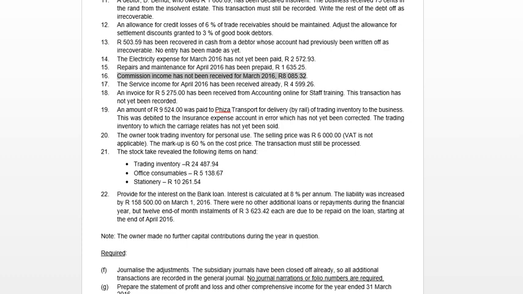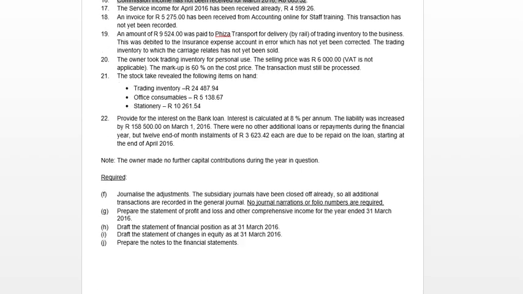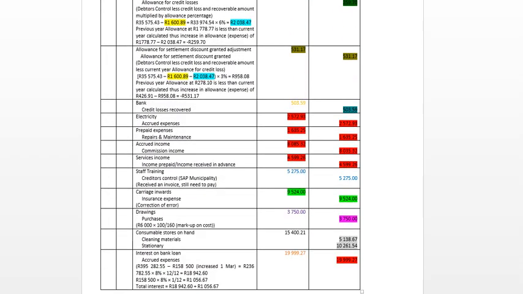Okay, and then commission income has not been received for March 2006, 8,085 and 32 cents. So commission income is an income to you. It's an income which we earned, but we haven't received it yet. So our commission income has to increase, and we know that income increases on the credit side, so we're going to credit 8,085 and 32 cents, and we're going to debit our accrued income account, which is just an income which you still need to receive. So that's going to be your current asset to you. Someone owes you that money.